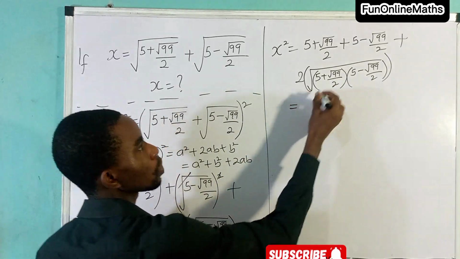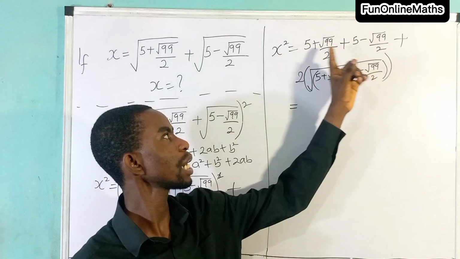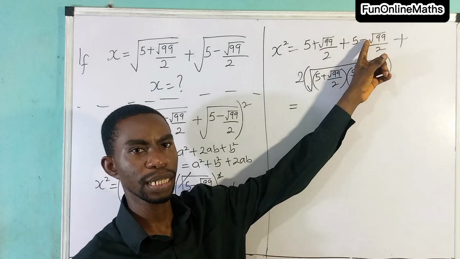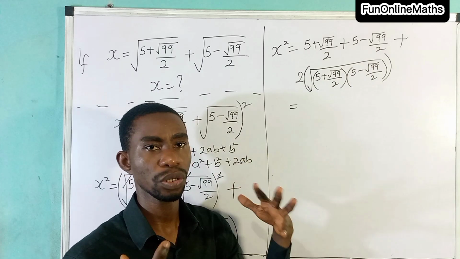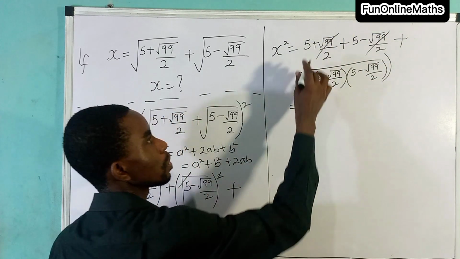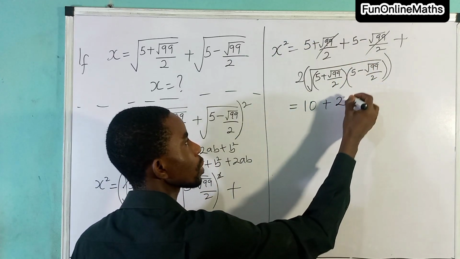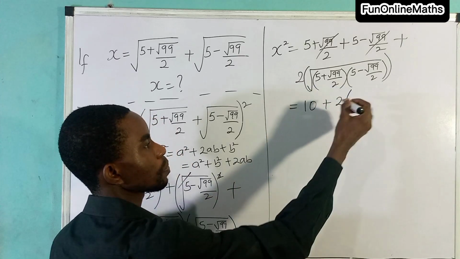So this is equal to, now these two are the same, but one has positive and the other has negative. It means that they are subtracting each other. All right, so it's going to be 0 for that. 5 plus 5 is 10. So this is 10 plus 2 into, now let's expand.